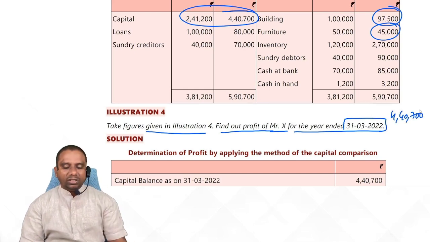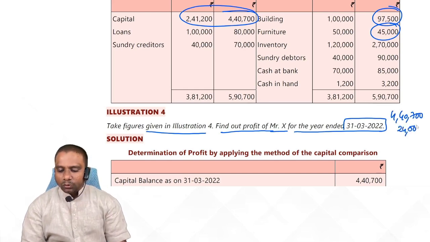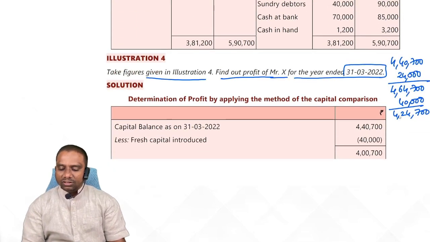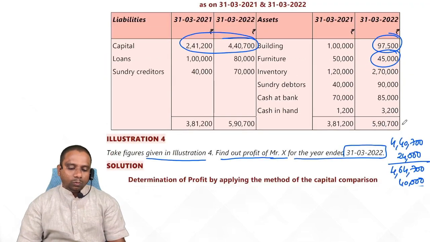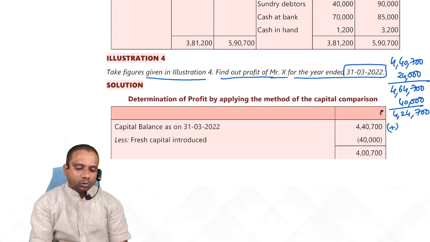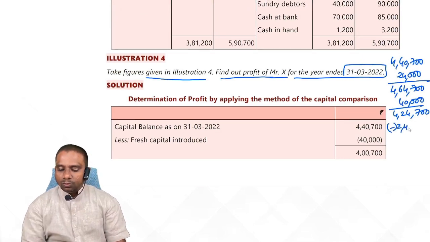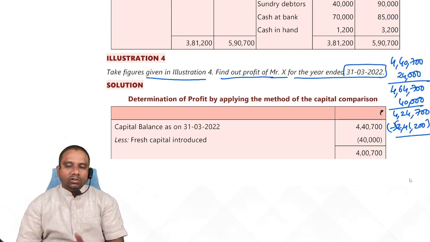4,40,700 is the closing capital. Drawings during the year 24,000. So 464,700. Additional capital introduced 40,000. So 424,700 again. 424,700 minus opening capital 241,200. That's it. So if you can calculate, you get the amount.